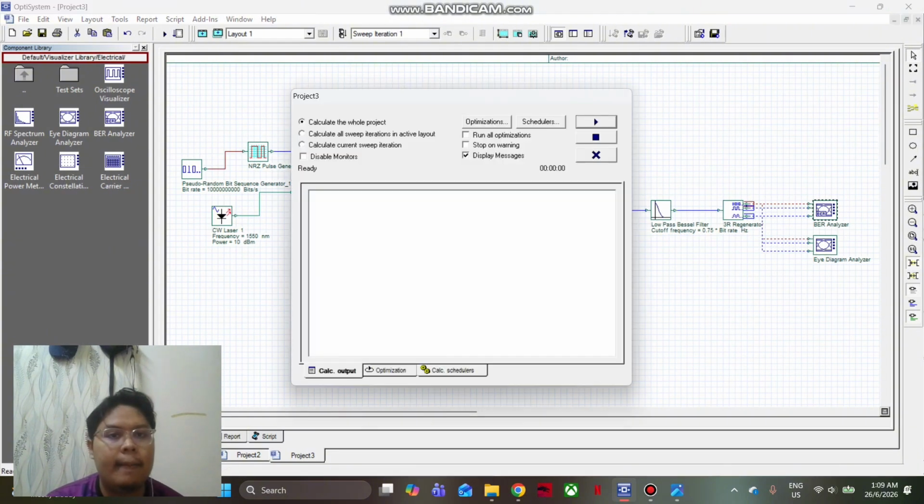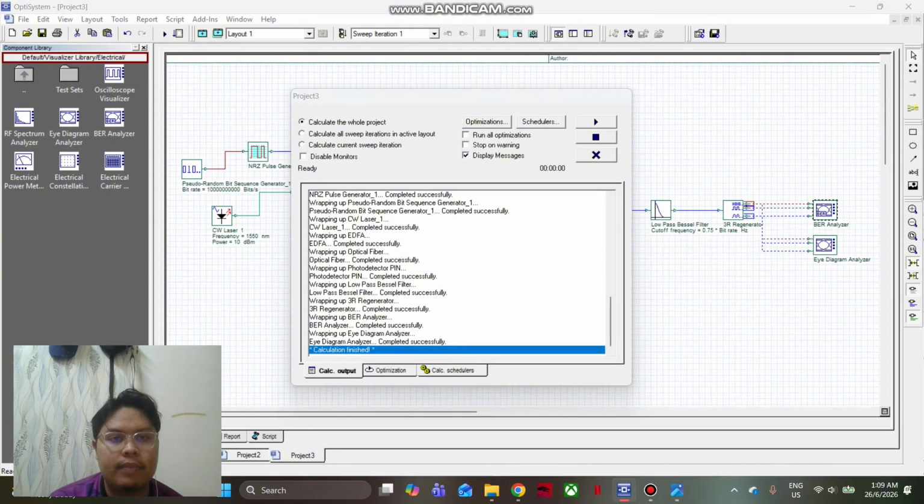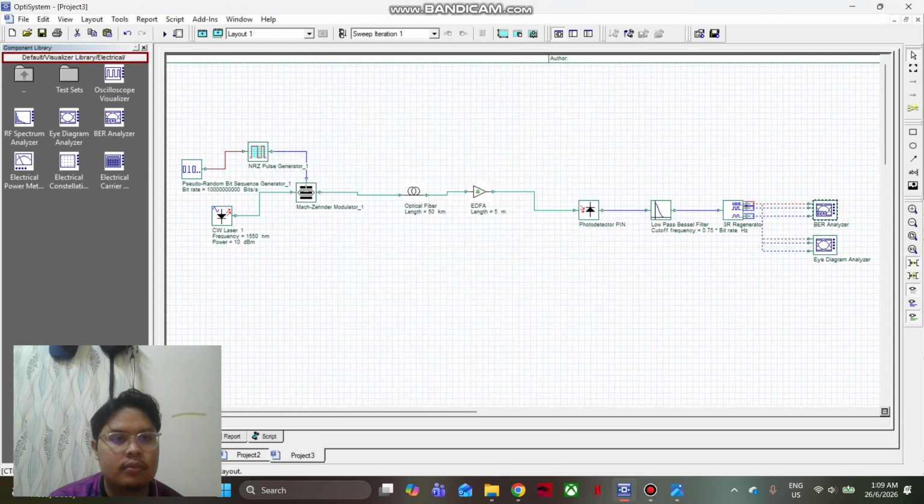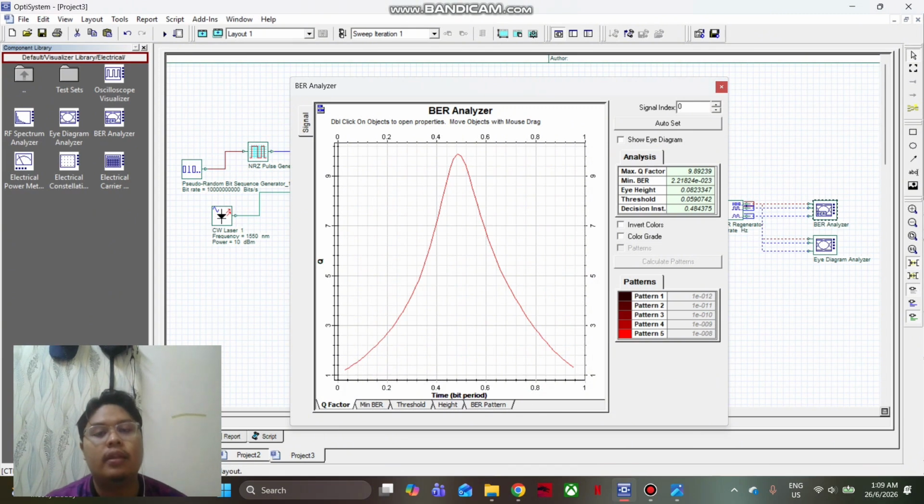Now we run. Okay, this is the BER analyzer. You can see the max Q factor 9.89239, minimum BER 2.21824.